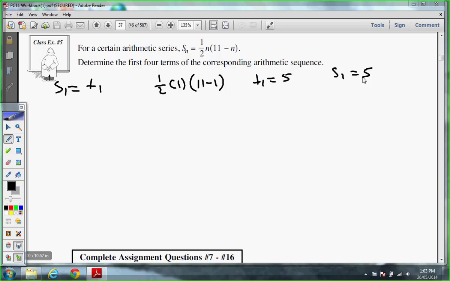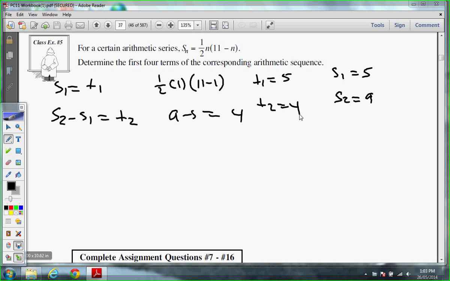Okay. What's that? For S2? Not for T2, for S2. Now S2, we can do this, right? It's going to go S2 minus S1 equals T2. So I already know what S1 is, 5. I need to figure out what S2 is by plugging the 2 in. So plug a 2 in. 2 times a half is 1. 11 minus 2 is 9. So for S2, I got 9. So then I just go right here. 9 minus 5 equals 4. T2 equals 4. Right?